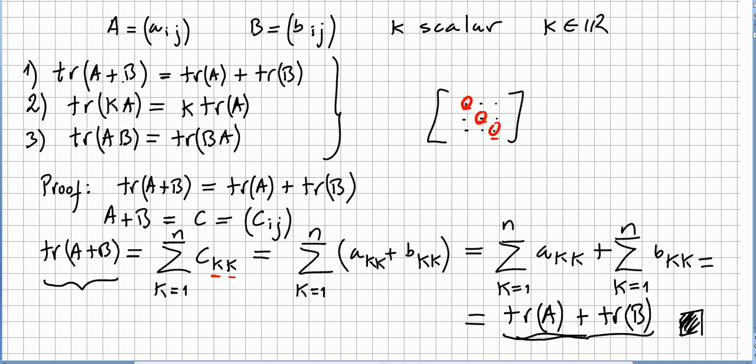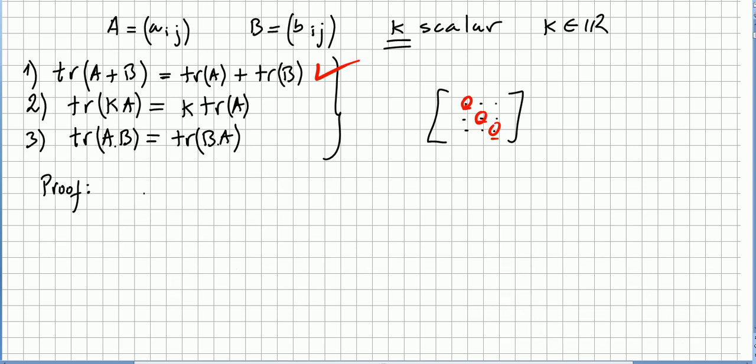The trace of A plus B is equal to the trace of A plus trace of B. The trace of kA, where k is a scalar, is equal to k trace of A. And third, the trace of A times B is the same as the trace of B times A. We provided a proof for the first property. So now we're going to provide a proof for the second one.